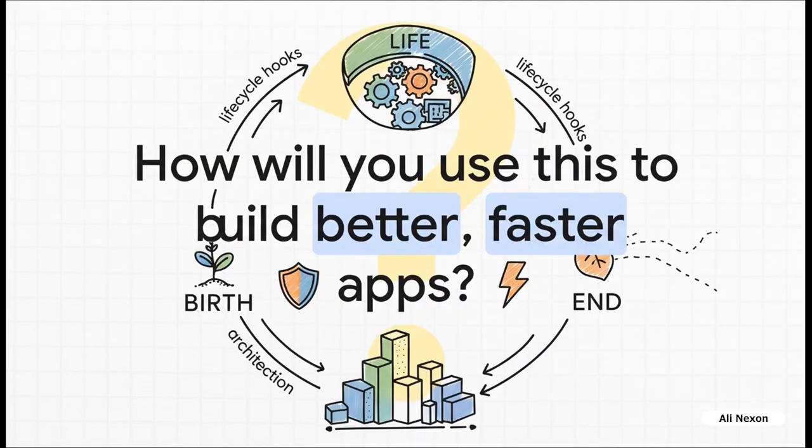So there you have it, the entire blueprint of a component's life. The question I'll leave you with is this. Now that you know this predictable story, this journey that every single component takes, how are you going to use it? How will you use this knowledge to build apps that are not just functional, but truly powerful and efficient?